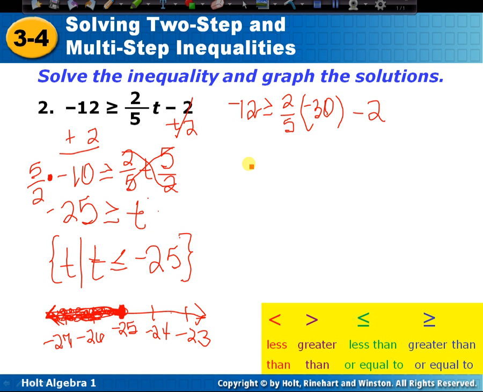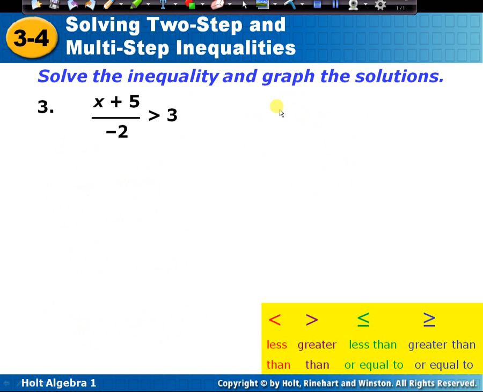The reason I've chosen negative 30 is because when I multiply negative 30 times 2/5, it's going to come out to be a pretty number. Negative 30 times 2/5, or 2/5 times negative 30 is going to give me negative 12. And then I'm going to bring down my minus 2. So now I have negative 12 is greater than or equal to, and negative 12 minus 2 gives me negative 14. So that is a true statement. Negative 12 is greater than or equal to negative 14. Make sure that you have all of this down, the work and the check, before you move on.